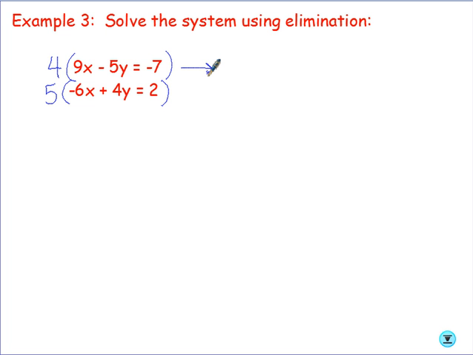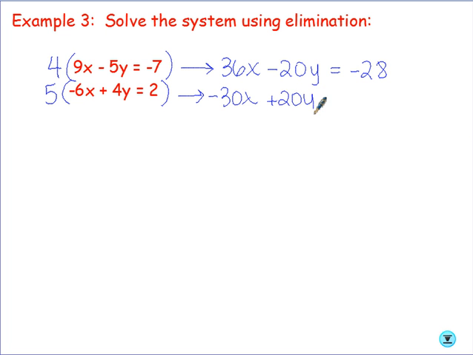So let's multiply. 4 times 9x is 36x. 4 times negative 5y is negative 20y. 4 times negative 7 equals negative 28. On the bottom, 5 times negative 6x is negative 30x. 5 times 4y is positive 20y. And 5 times 2 is 10.